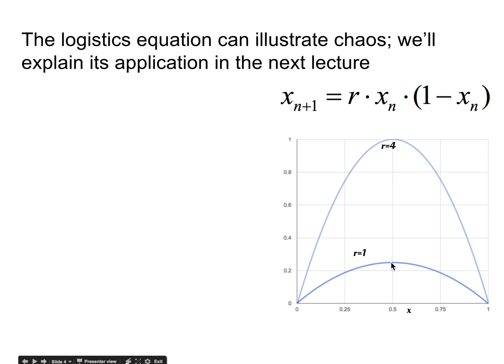If we started with a value of a half, once again we get these two multiplied together give us 0.25. But if r is equal to 1, then this result is 0.25. That's why we'd be here. So the question is, why do we care about the logistic map?